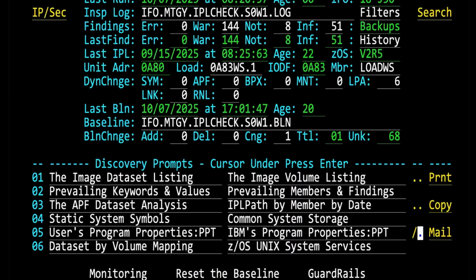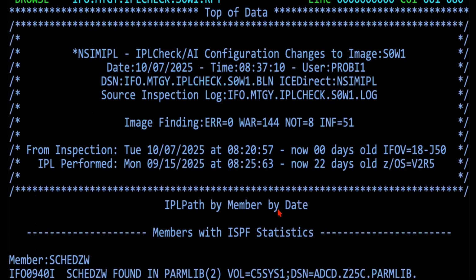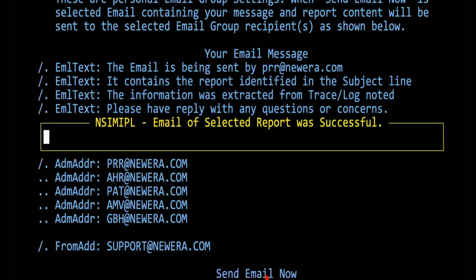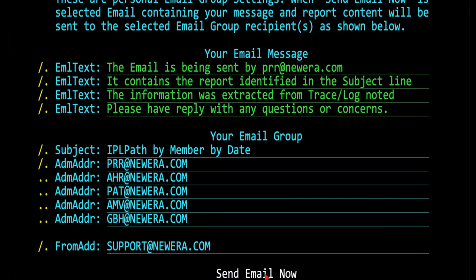Of course, at any point in time, if you chose to, you could say, that's important, and I better send that off to John. So let's send him IPL path by member by date. Here's the report, TF3. Here's the message that you might send to John. Here's the report name. Here's his email address, and we can send the mail now. So you don't have to figure out how to copy it, put it in a data set, attach it to an email, and send it. This will do all of that dynamically for you.